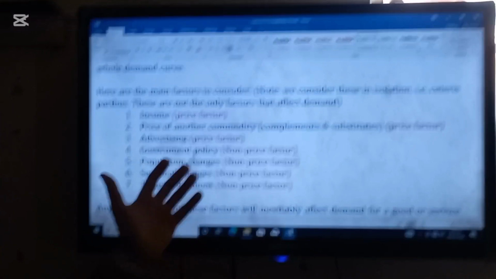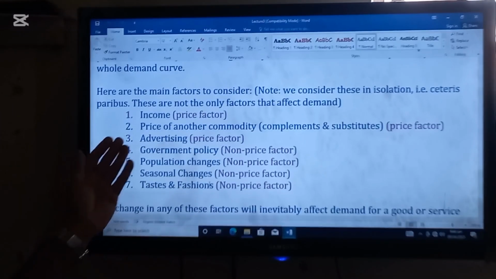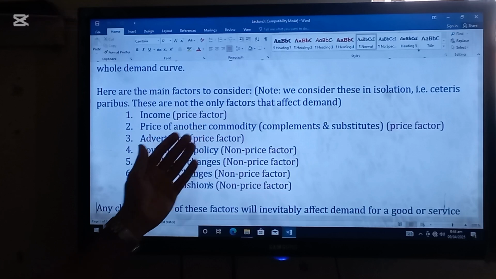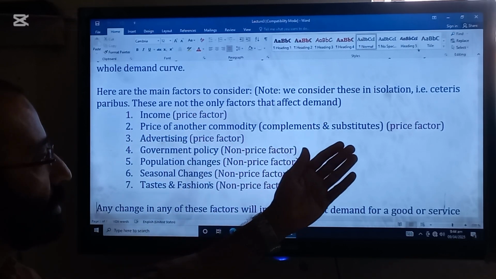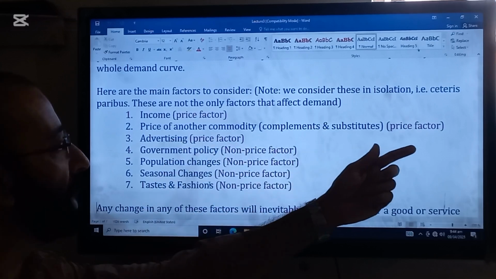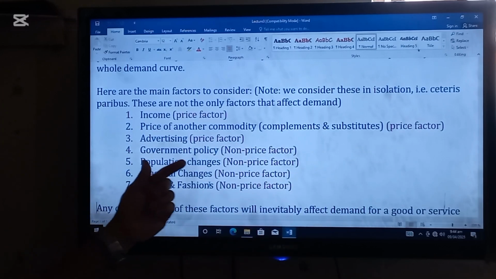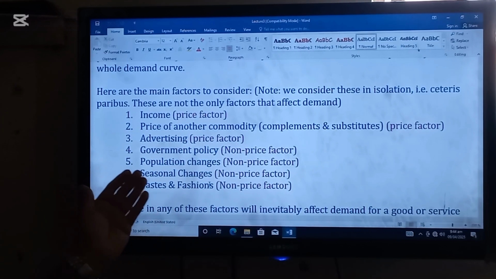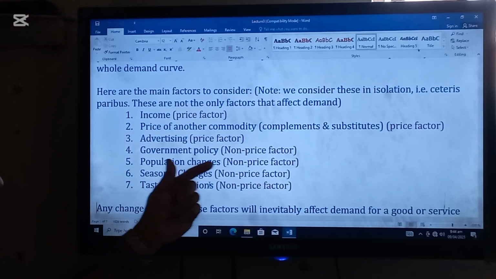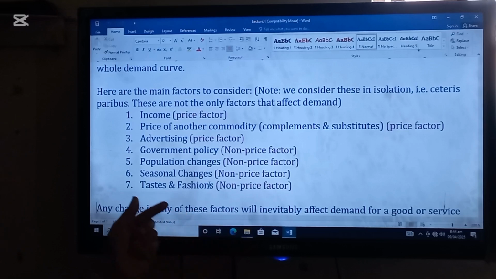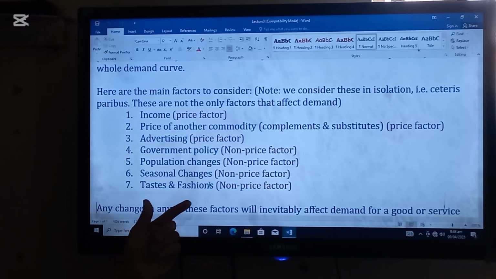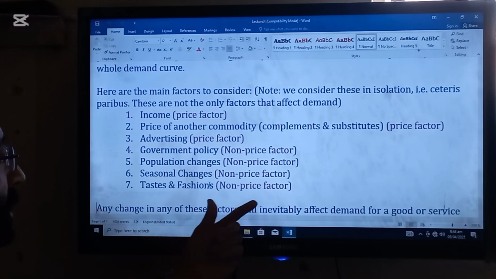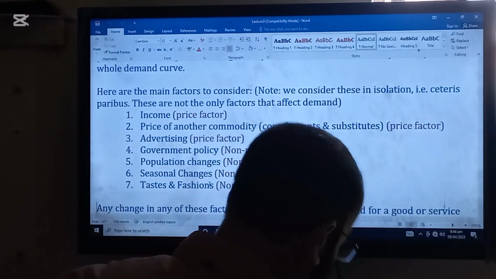The factors which affect the demand curve are: number one, income. This is actually a price factor. Number two, price of another commodity, complements and substitutes. This is also a price factor. Advertising, this is also a price factor. Next factor is government policy. This is a non-price factor. Population changes, this is also a non-price factor. Seasonal changes, this is also a non-price factor. And number seven, taste and fashions, this is also a non-price factor.